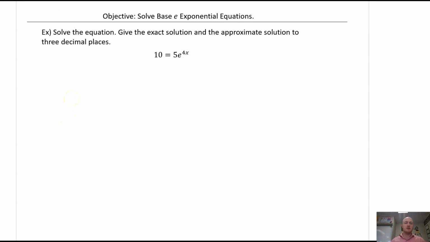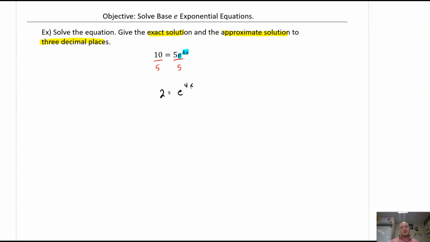Here's our very first example. Write this one down. They asked for the exact solution and the approximate solution rounded to 3 decimal places, so we're going to have to keep that in mind. I'm going to go ahead and isolate my exponential expression, e to the 4x. I need that to be by itself, so I'm going to divide each side by 5, giving me 2 is equal to e to the power of 4x.